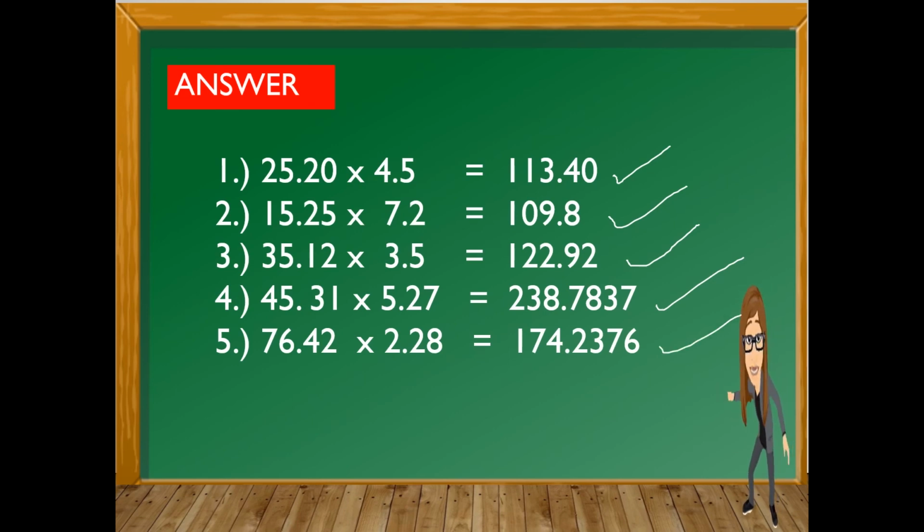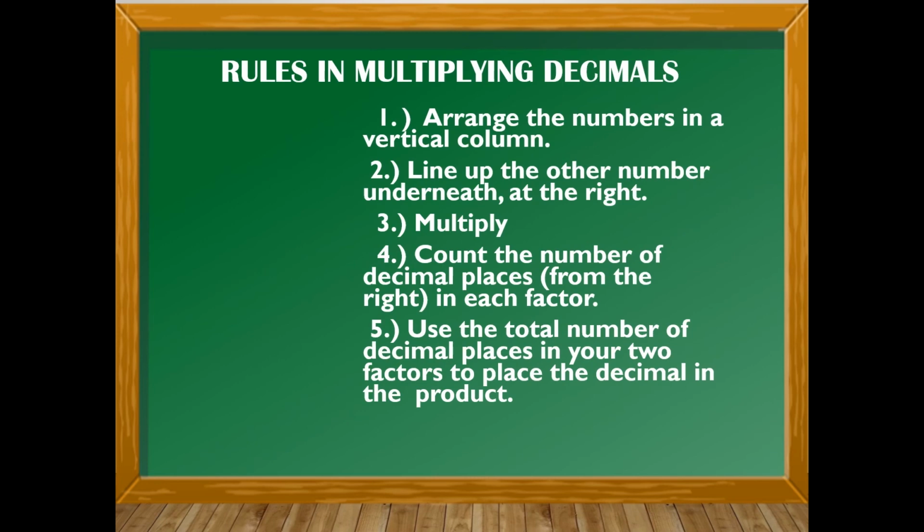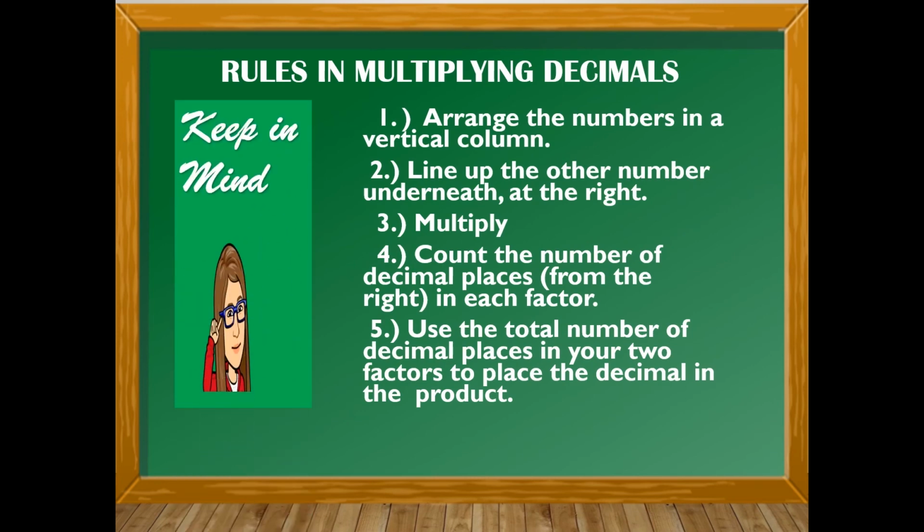Okay, class, I want you to keep in mind the rules in multiplying decimals. Number 1, arrange the numbers in a vertical column. Number 2, line up the other number underneath at the right. Number 3, multiply. Number 4, count the number of decimal places from the right in each factor. Number 5, use the total number of decimal places in your two factors to place the decimal in the product.